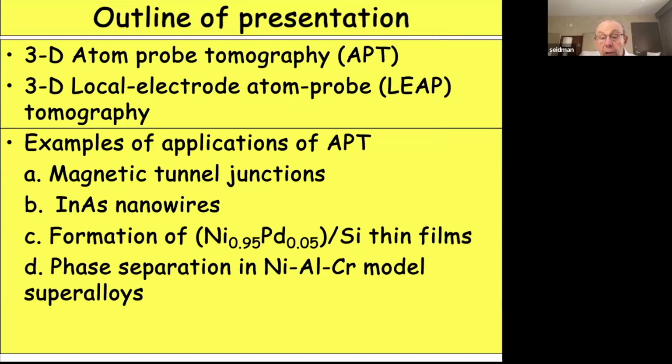And superalloys are important because one makes turbine blades out of them for jet engines and also for land-based natural gas-fired electrical generators that produce electricity. So there you see there's something that's scientific and something that's technologically important. So let me get started with the atom probe tomograph.